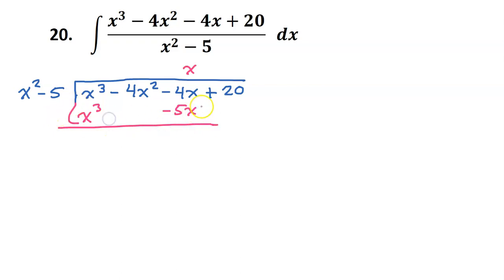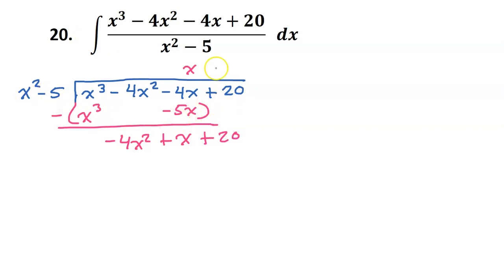Now I will subtract this. These will cancel each other out. I'm going to just bring down my negative 4x squared, which has no like term to combine with. Negative 4x minus negative 5x is really negative 4x plus 5x. So this is going to be positive x. And then I bring down the plus 20, and I start over.